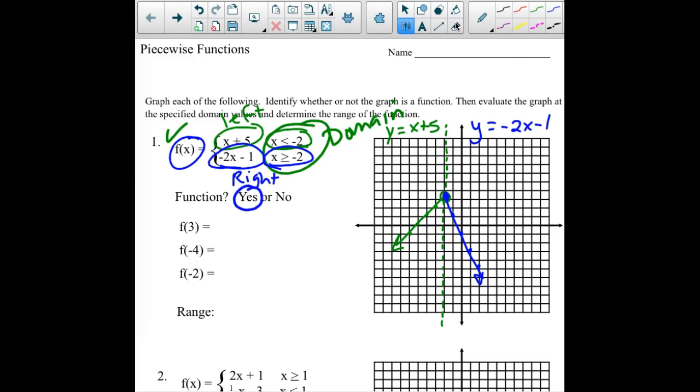The next type of question they're asking is to evaluate your function at 3 different values, at a 3, a -4, and a -2. You have to decide which of the 2 pieces applies for that x value. So when x is 3, is this in the domain of the green function or the blue function? Is x, 3, greater than or equal to -2? So it should go in this blue function. Does that make sense? So you're going to put 3 in where x is in the blue one.